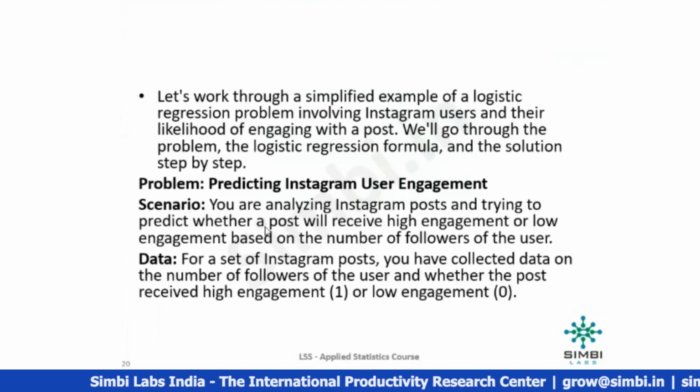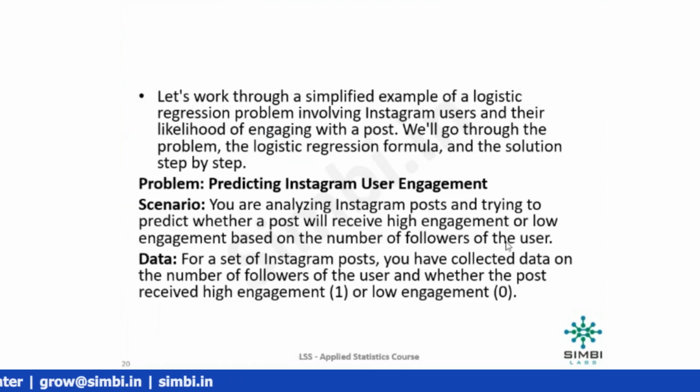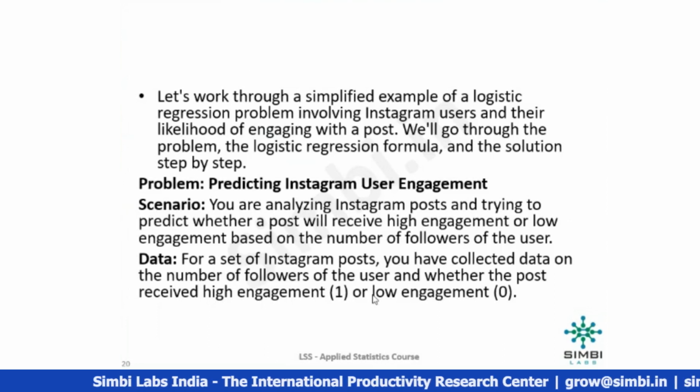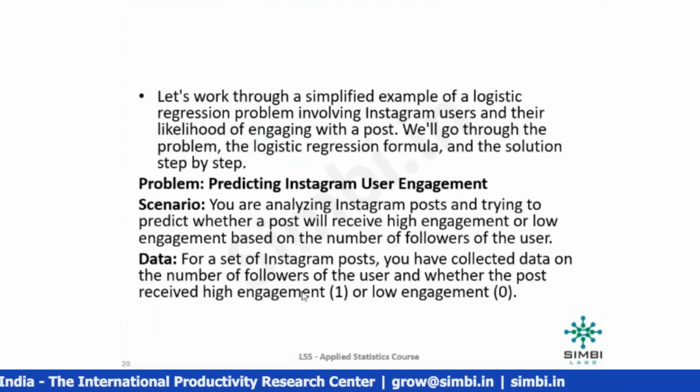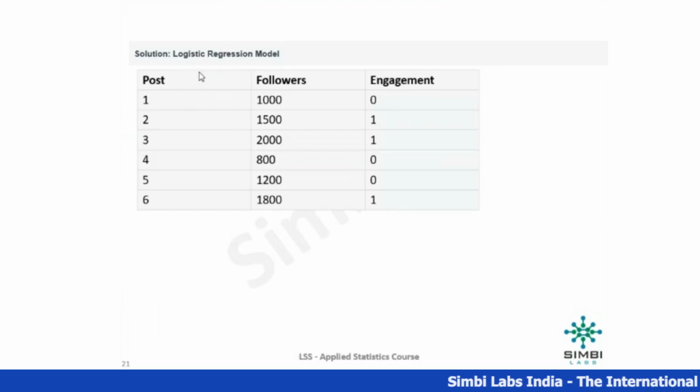So the scenario is you are analyzing Instagram posts and trying to predict whether a post will receive high engagement or low engagement based on the number of followers of that user. So the data was a set of Instagram posts. You have collected data on the number of followers of the user and whether the post received high engagement or low engagement. So the data was like this. For the first post, the followers count and the engagement are like this. So like this we got the data.